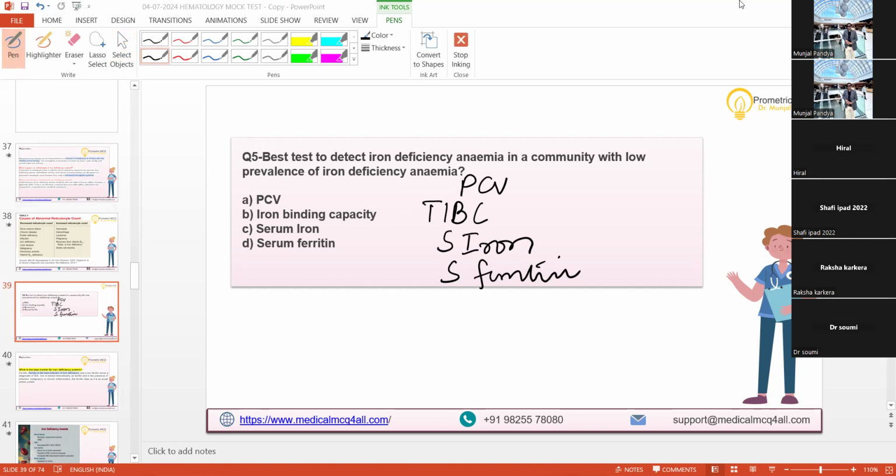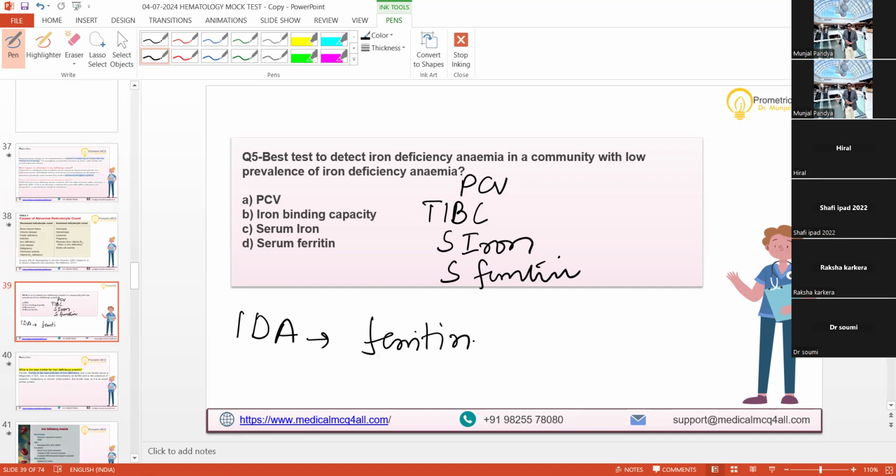Yes, Dr. Raksha, that's perfect. You are right, ferritin is the best test. When the ferritin is low, that is iron deficiency. There is no differential diagnosis of low ferritin, only one: iron deficiency. So if you feel a patient has iron deficiency anemia, do the serum ferritin.